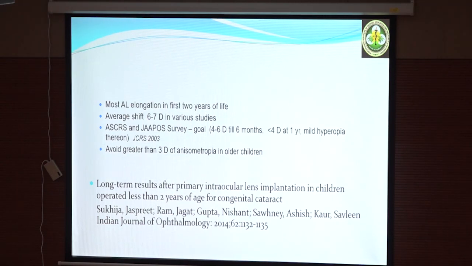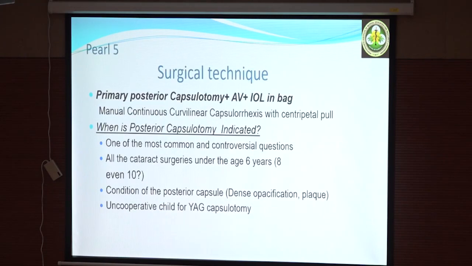So that's what I said, the planning is more important. The surgery is almost the same, probably what you would do in an infant versus what you would do in a 3-year-old child. So coming to the last pearl, which includes surgical techniques, the conventional way is to do a primary posterior capsulotomy, do an anterior vitrectomy, and put an IOL in the bag. So that is what is to be done in a child as compared to what you would do in an adult.